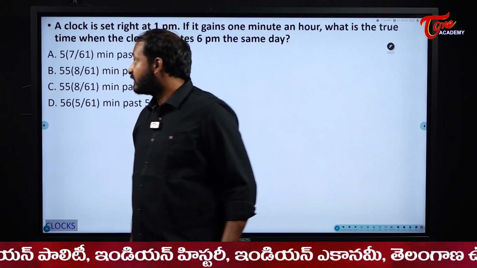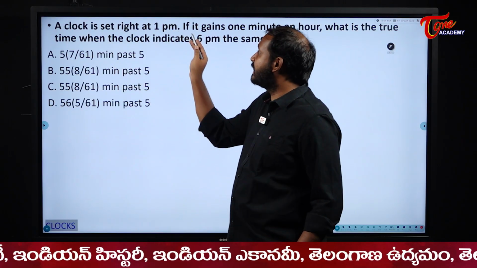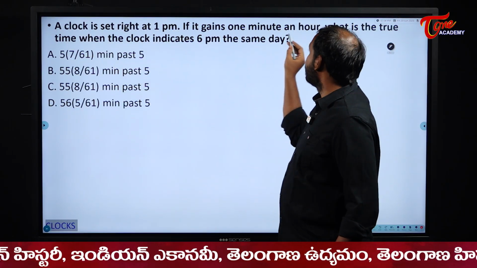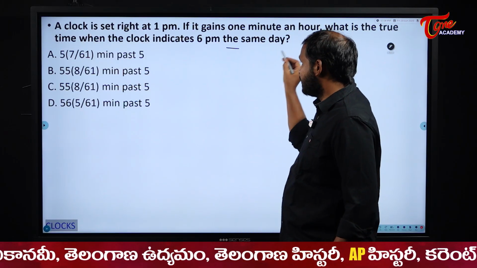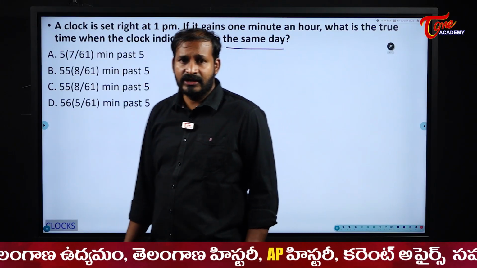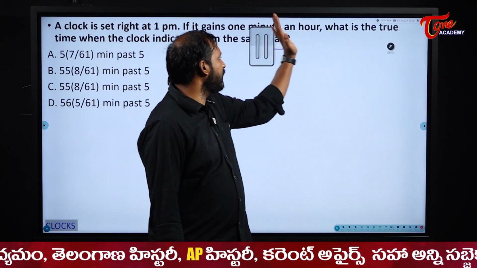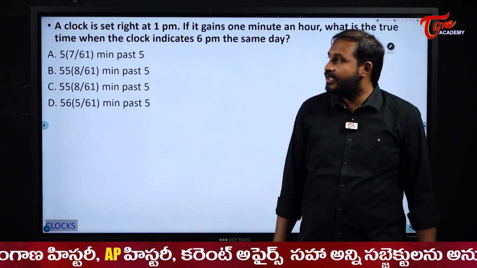Right. Next one. Solve this one, students. A clock is set right at 1 p.m. If it gains 1 minute in an hour, what is the true time when the clock indicates 6 p.m. on the same day? Everyone pause the video and try to solve this one.